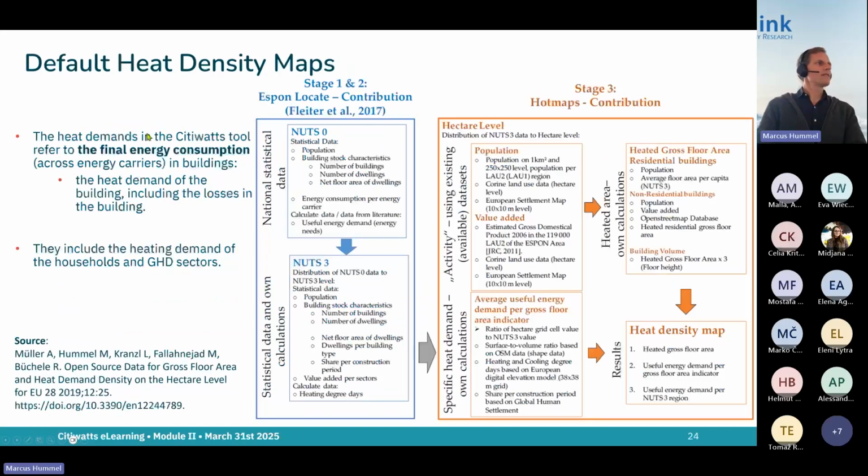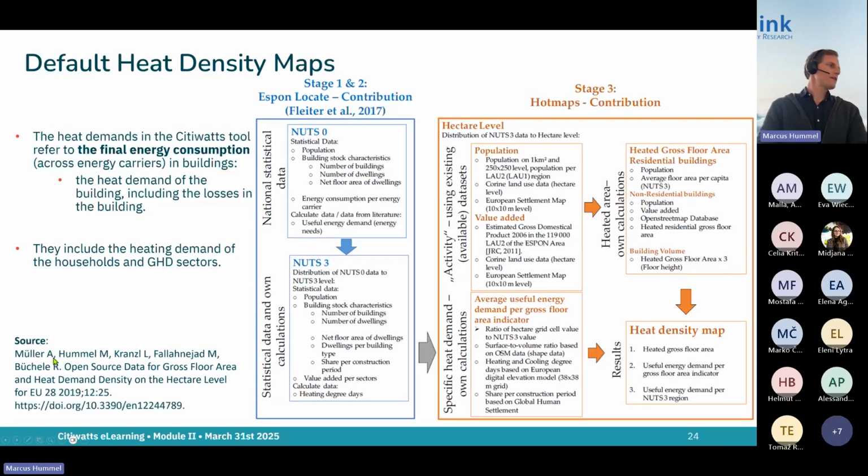Here you also see then for the heat demand how we did it. So we started at the NUTS 0, so the national level, then broke it down to the NUTS 3 level, still using indicators like number of buildings, number of dwellings, share per construction period. So that data is still available on that NUTS 3 level. And then we further broke it down based on other proxies like population, like land use, or also value added. But as I said, more details are given in that paper. I won't go into detail.